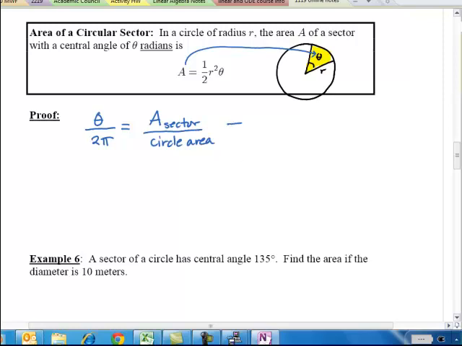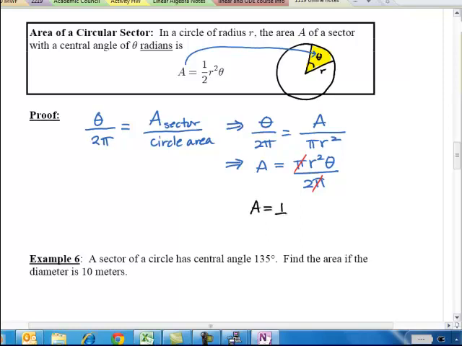Which means theta over 2 pi should be the same as what we're calling A in our formula, over the circle area, which is pi r squared. So if we solve for A, we have pi r squared theta over 2 pi. The pi's cancel, and we've got the formula that's given. So this is another formula that's worth memorizing.